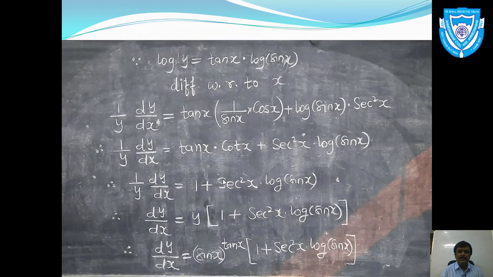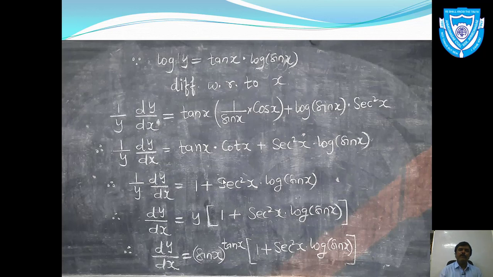Now in the next step, at the right hand side you can observe that there is a multiplication of tan x into cot x, because in the bracket you can see cos x and sin x are there, cos x upon sin x. So cos x upon sin x is nothing but cot x, plus we'll write sec square x first to avoid the confusion. So sec square x into log of sin x. Now again observe the right hand side in the next step, tan x into cot x. The multiplication of tan and cot is of course 1 plus sec square x into log of sin x.